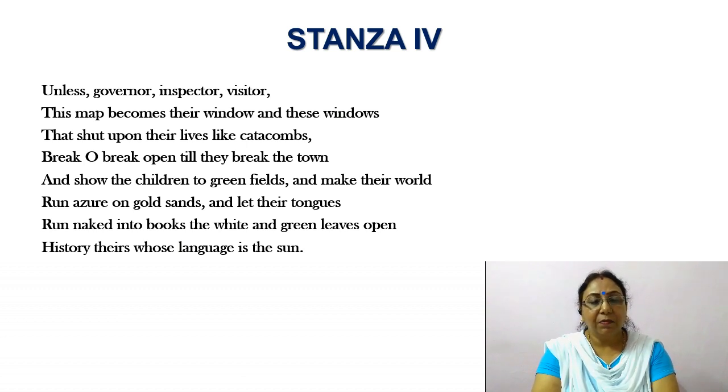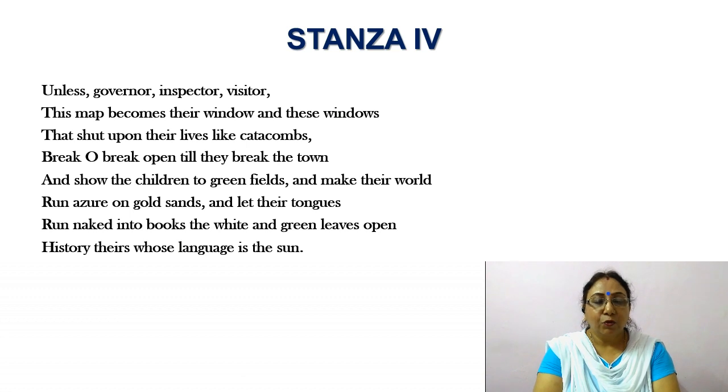So this map becomes their window, and these windows that shut upon their lives like catacombs break open. So he makes an appeal to the governors, to the inspectors, to the visitors, to the haves, to the elite society, that they can break these catacombs open till they break the town and show the children green fields. They can improve the condition of these people by bringing them to a world where the children can enjoy the beauties of nature.